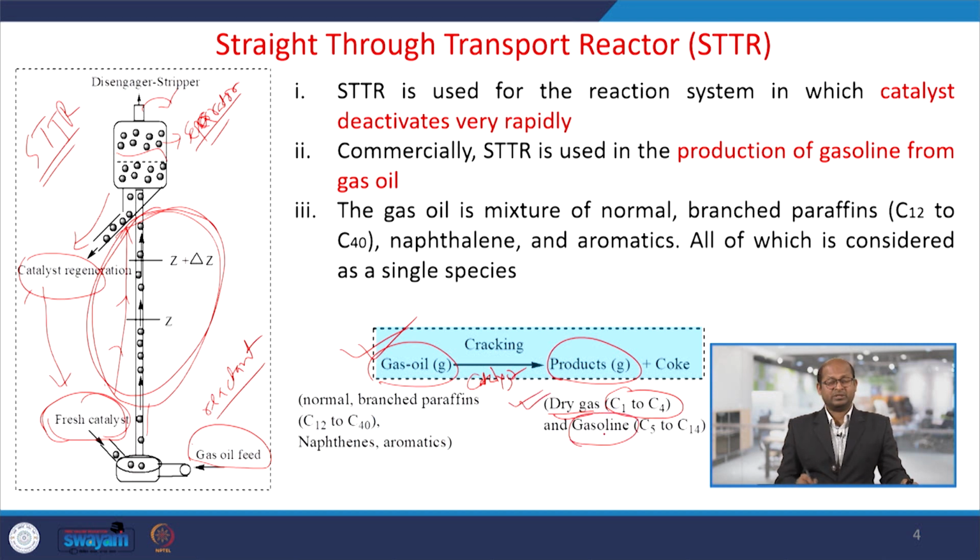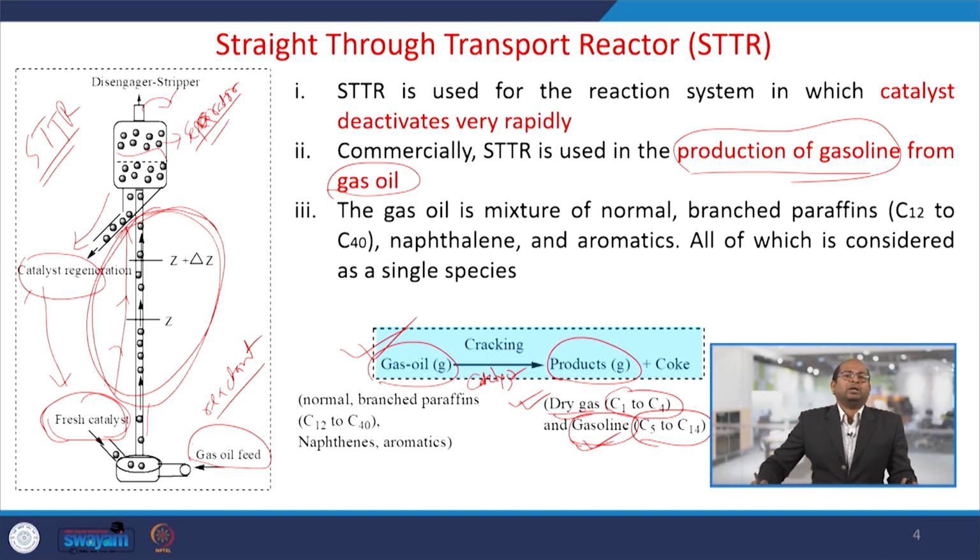At the same time gasolines will also form. So, this particular reactor is used for the production of gasoline from gas oil. Gas oil is the heavier fraction that would be cracked in the presence of catalyst, and that would give the gasolines, that is the C5 to C14 range of hydrocarbons that usually are generated in the petrochemical industry. So, that is used.